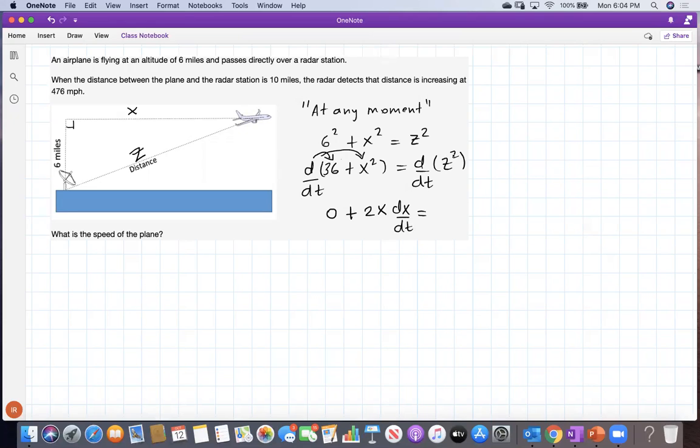Next, derivative of z squared, that is 2z, right? But that's when you take derivative with respect to z. We are taking derivative with respect to t. So we're going to attach dz dt.